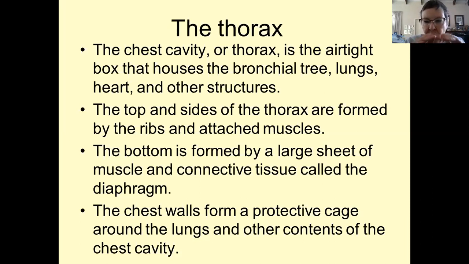Right, the bottom of the thoracic cavity is formed by a dome-shaped sheet of muscle and connective tissue called the diaphragm, which is pronounced diaphragm and spelled diaphragm. Right, and then the walls of the thoracic cavity or the chest form a protective cage around the lungs and other contents of the chest cavity.